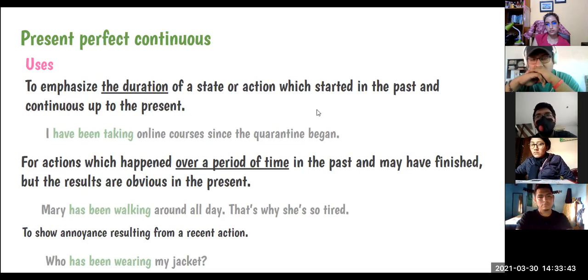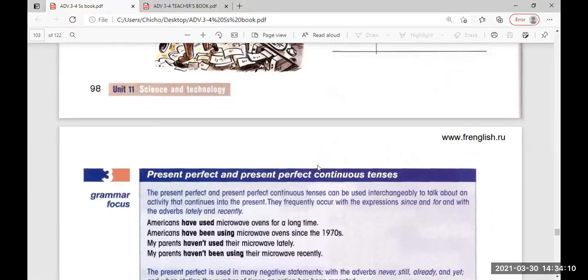So here we have some time expressions that can be useful when you are recognizing this tense, the present perfect continuous, okay? We can use how long, for, since, all day, all week, for example, all year, or any other period of time, okay? So let's practice this here in your book, okay?